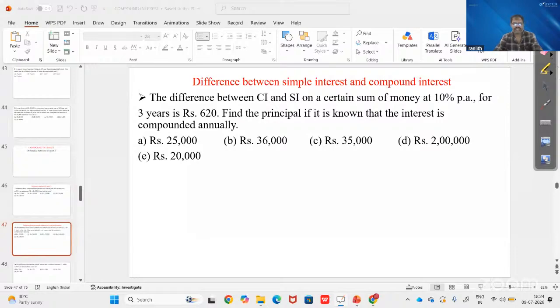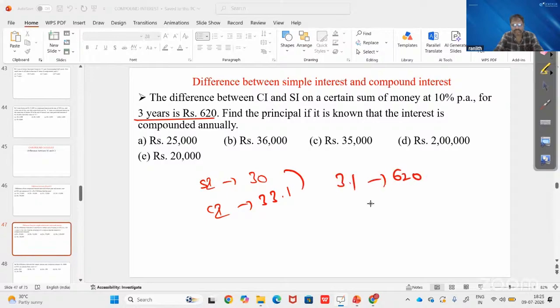The difference between SI and CI on a certain sum of money at 10% per annum for 3 years is 620 rupees. Find the principal, where the interest is compounded annually. Just now we discussed that SI equals 30% and CI 33.1. The difference equals 3.1, which is 620. Then 100 percent equals? In the 3 table, 6 is 2 times. So the answer will be 20,000.